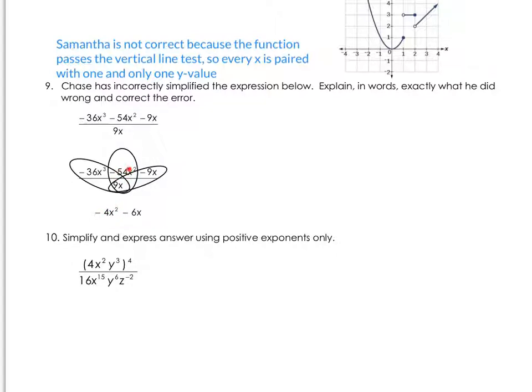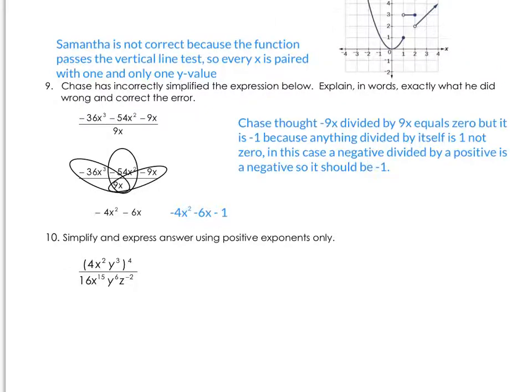And then I've got negative 54x squared divided by 9x. Well, negative 54 divided by 9 is negative 6. That's what he has. x squared divided by x is x, so I agree. Then if I look here, negative 9x divided by 9x, that's negative 1. Oh, so he's missing the negative 1 here. So here's my correction. I've corrected it. And now I need to go ahead and explain in words exactly what he did wrong.